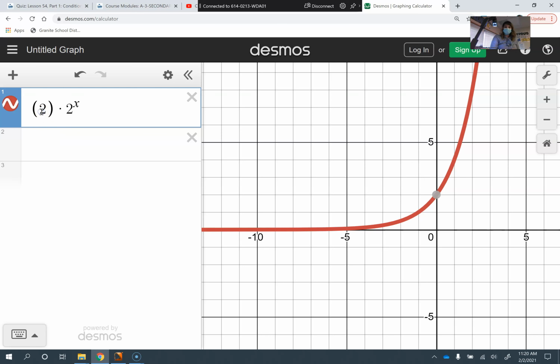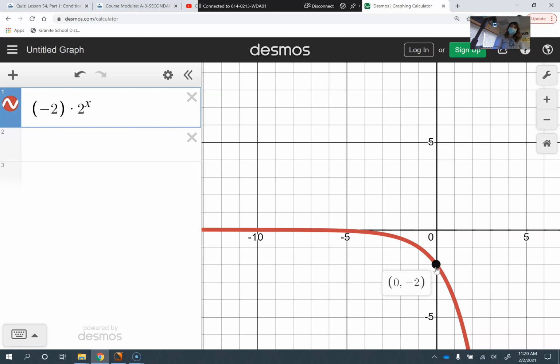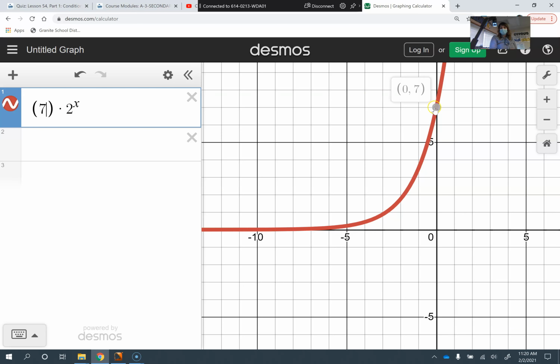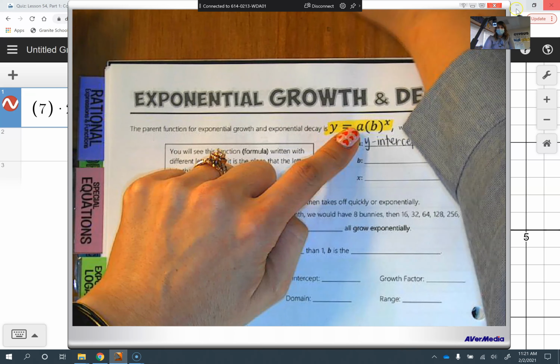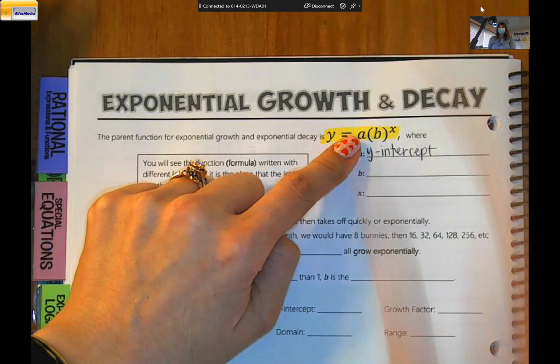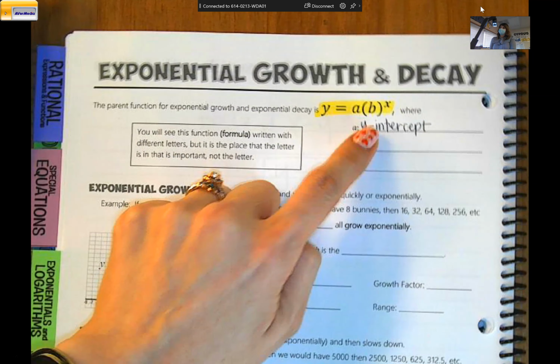What if I change it to -2? Now it passes through -2. What if I put 7? It's going through the y-axis at 7. So whatever number you put on the front here in this A position, that is where your graph will pass through the y-axis. So that's your y-intercept.